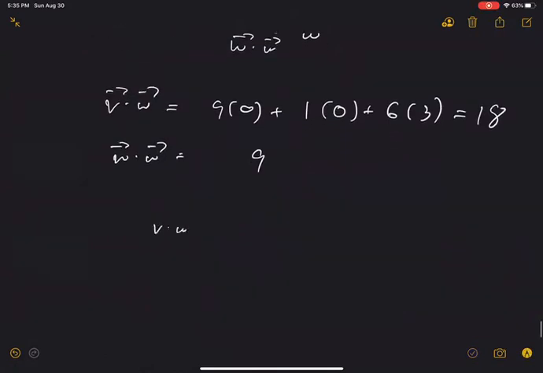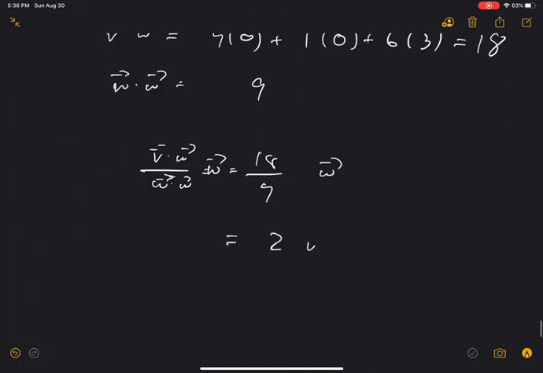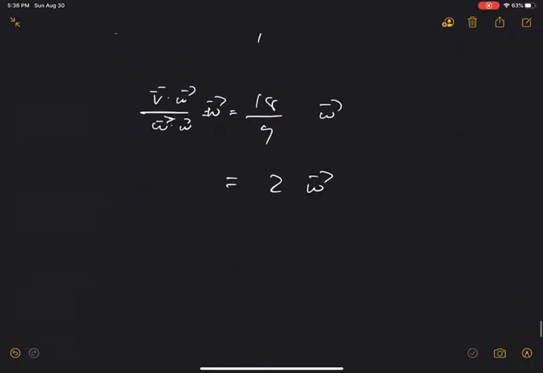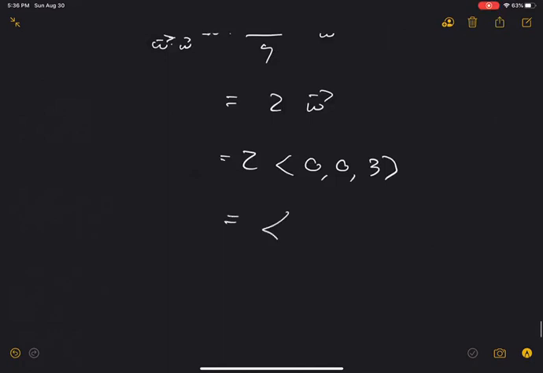So V dot W over W dot W is 18 over 9. Then I multiply by my vector W. So I get 2 times my vector W. Okay, so I just take my vector W and multiply by 2, scalar multiplication. And the result is the vector 0, 0, 6. So that is my projection of V onto W in this case.